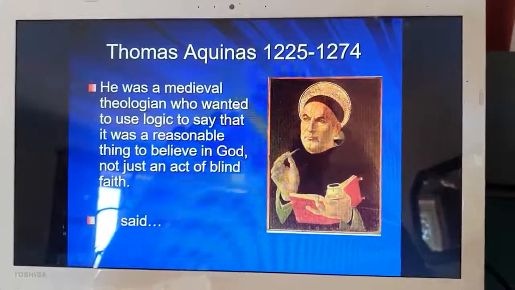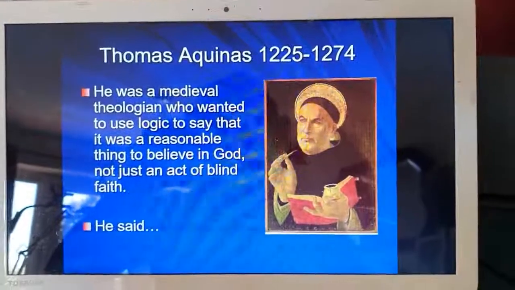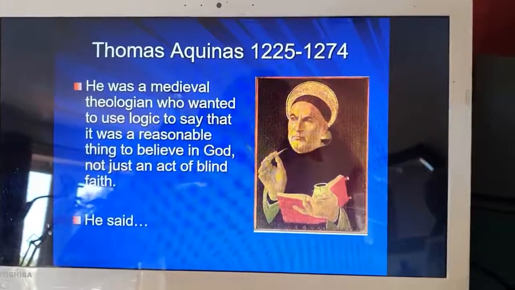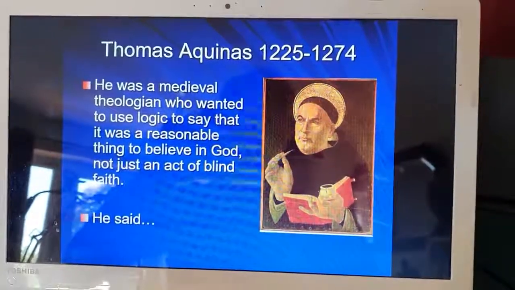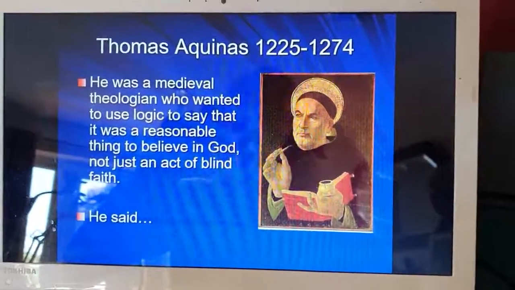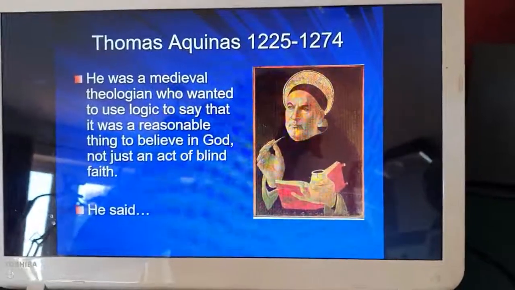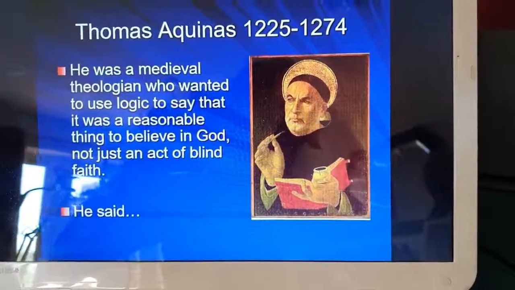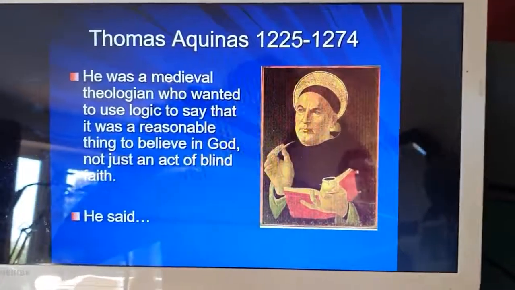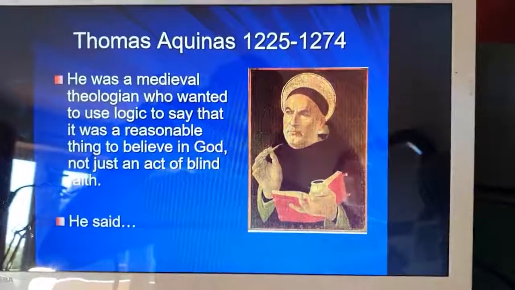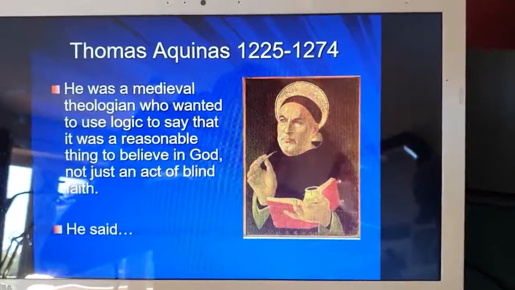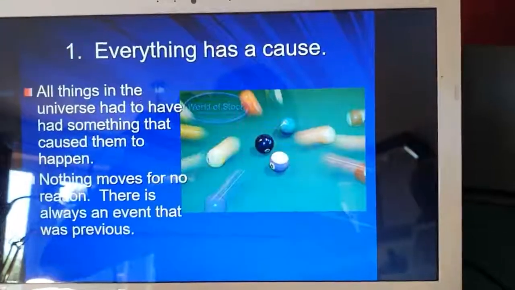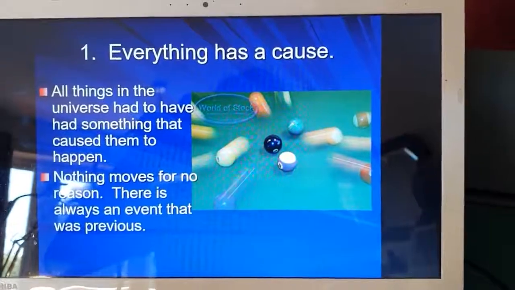So the first argument that we're going to look at is the basic one that explains the cosmological argument for the existence of God. And the one that we're going to talk about was put forward by St. Thomas Aquinas. Those are the years when he lived. He was a medieval theologian. He believed in God already, obviously, because he was some sort of monk. But instead of just saying, just believe in God, he wanted to try and use reason and rationality to justify that belief.